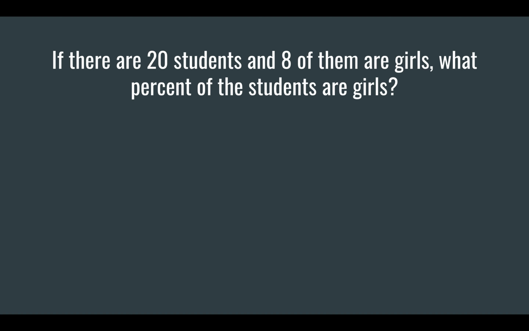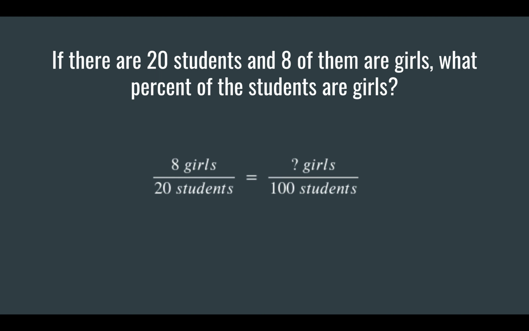So if there's 20 students and 8 of them are girls, what percent of those students are girls? Well, let's set up our ratios. So we know that we have 8 girls to 20 students. I want to know the percent. I know that percent has to be how many per 100. So if we do some math here to find our equivalent ratio, to get from 20 students to 100 students, I need to multiply by 5.